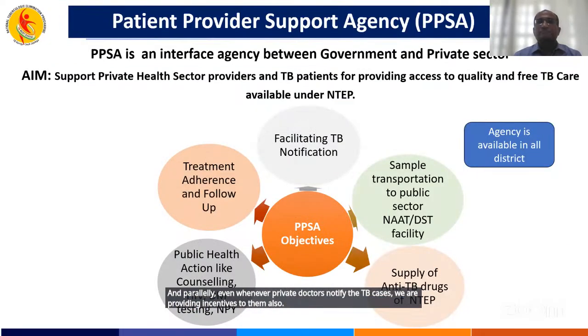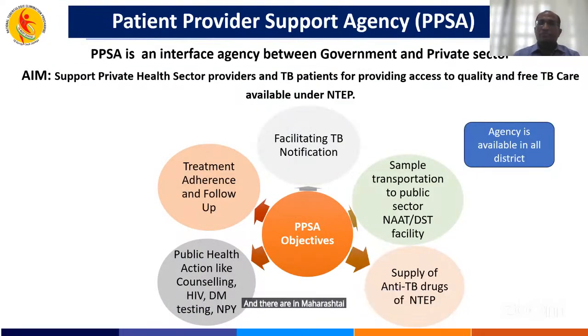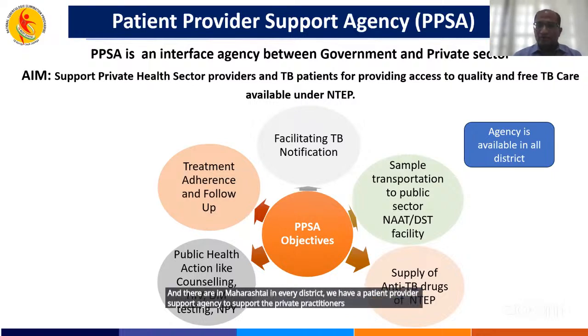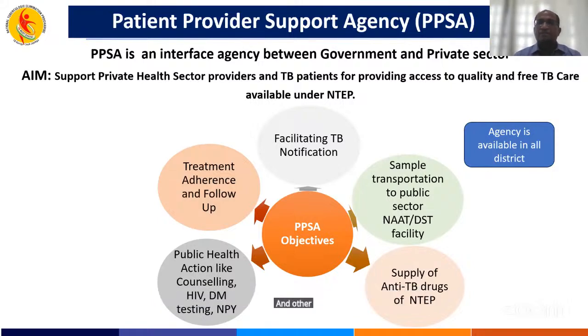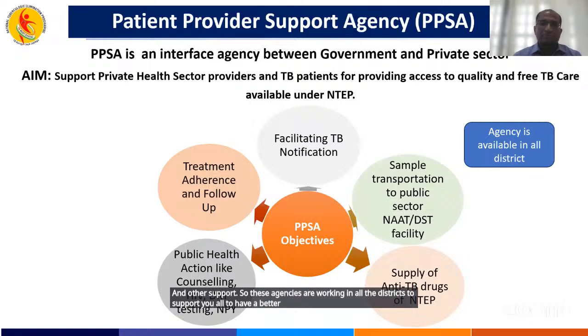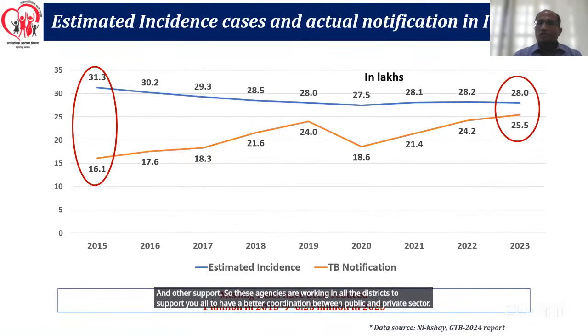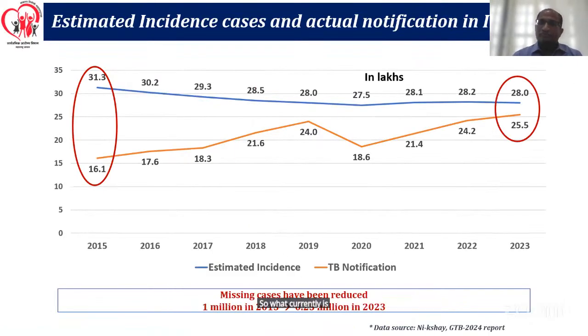And in Maharashtra, in every district, we have a patient provider support agency to support private practitioners in notifying TB cases, collecting samples from their hospitals to send to the nearest CBNAAT or TruNAT sites, and providing anti-TB drugs and adherence support. So these agencies are working in all the districts to support you all to have better coordination between the public and private sector.